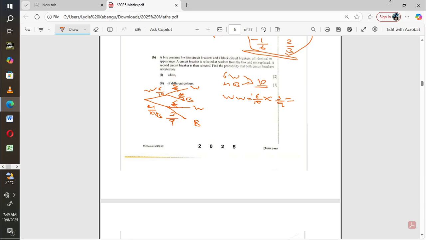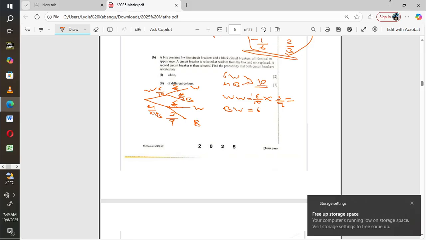Then of different colors, we're not concentrating on black, black, but on different colors, so it would be black, white and white, black. For white, black, we have 6 over 10 multiplied by 4 over 9.